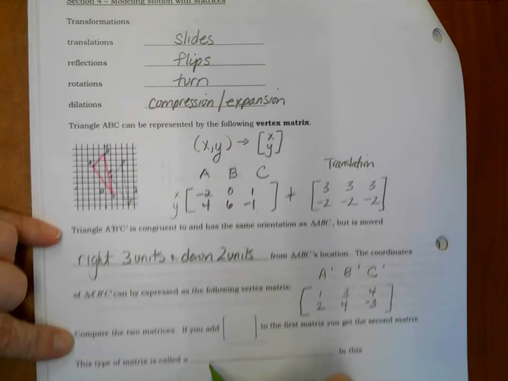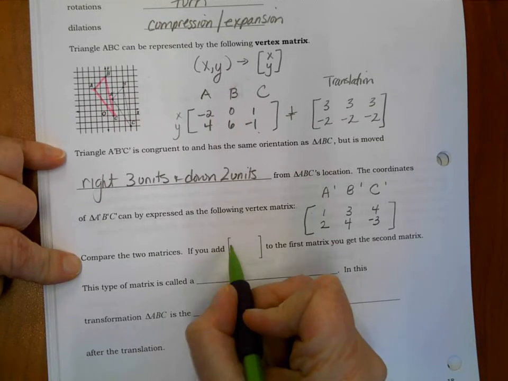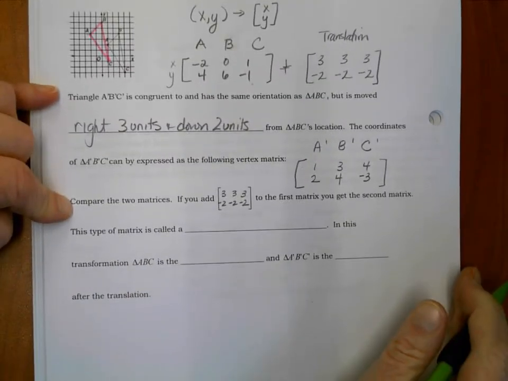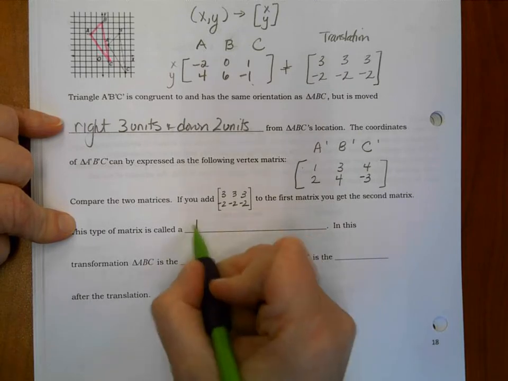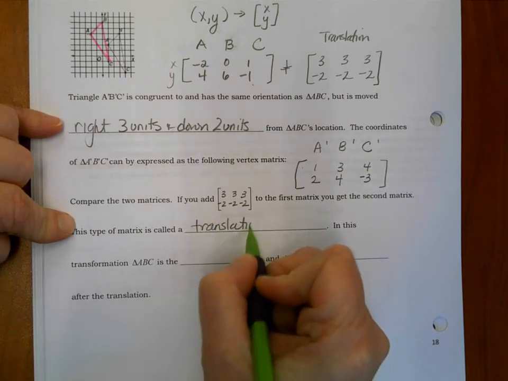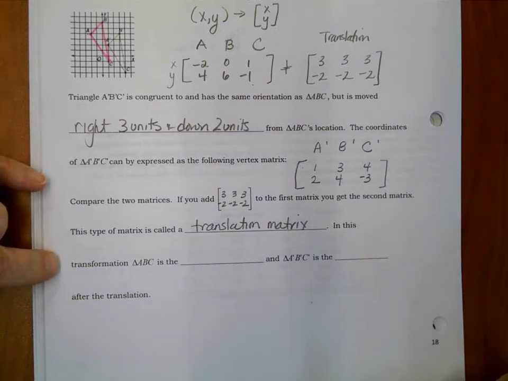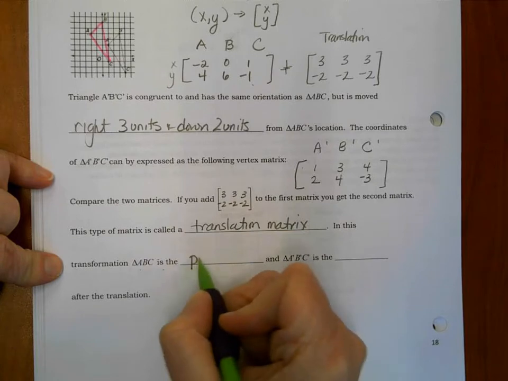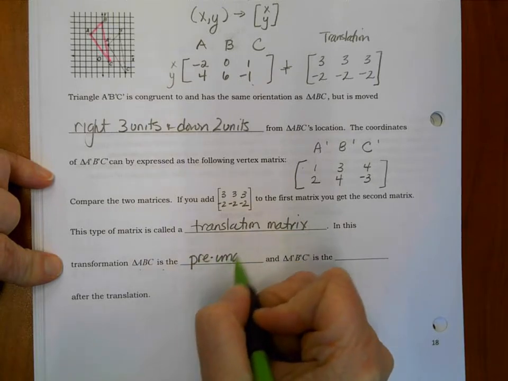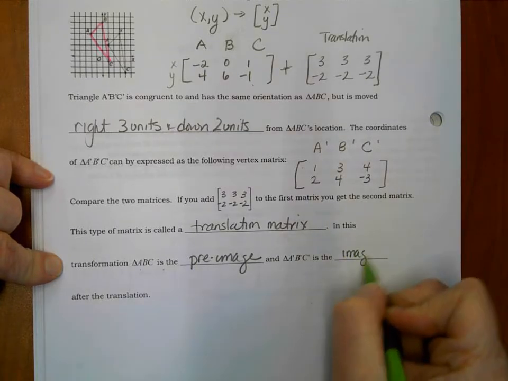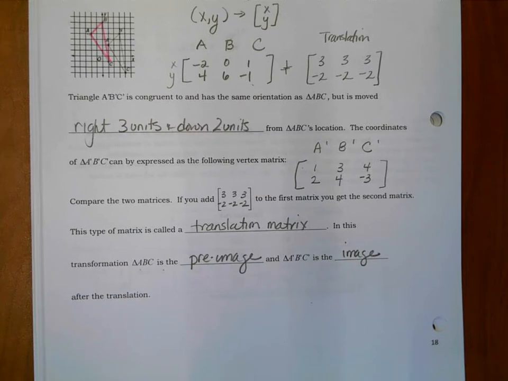Okay, so again, when we compare those matrices, if we add the matrix that was all 3's across the top and all -2's on the bottom, we get the second matrix. And this type of matrix is called, like I said, a translation matrix. And in this transformation, triangle ABC is the pre-image. So what we start with is called our pre-image, and triangle A prime, B prime, C prime is called the image after the translation. So you should remember that vocabulary back from geometry.